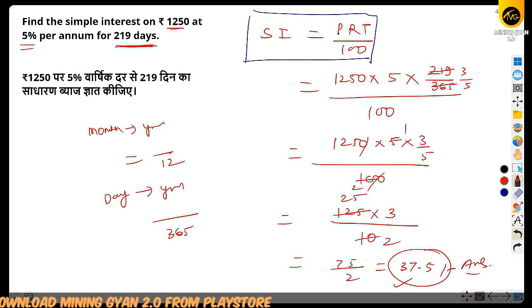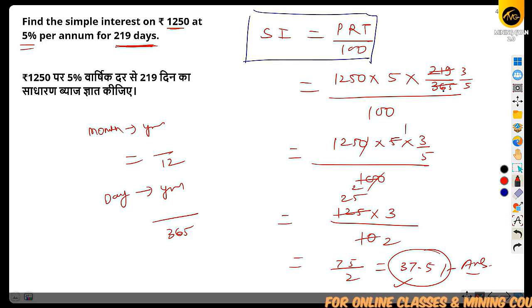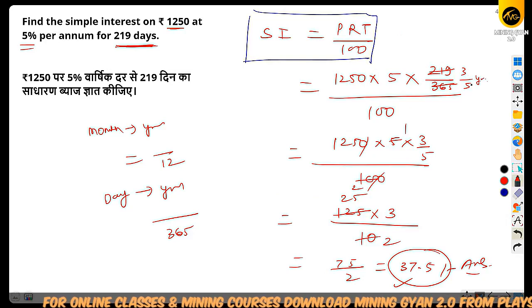Okay, so the principal amount is 1250 rupees, the rate of interest is 5 percent, and the time is 219 days. That is in days form, so you have to convert it into years. So 219 divided by 365 days. Now you can calculate this and simplify it in your own way, but overall the time duration is 3 divided by 5 year. Basically 3 divided by 5 is the year. So the whole divided by 100.